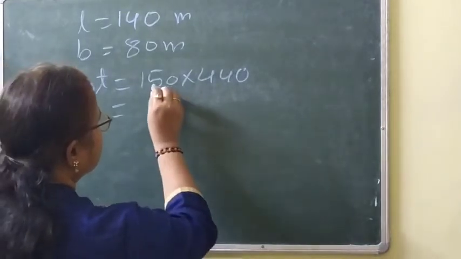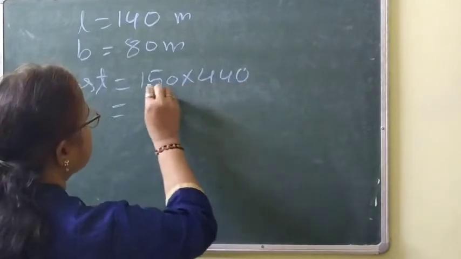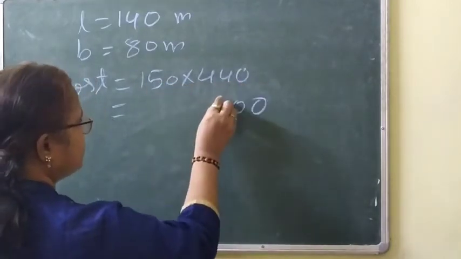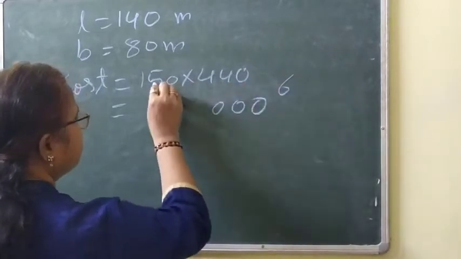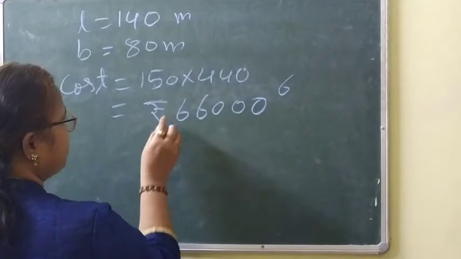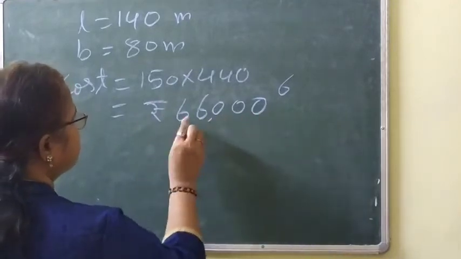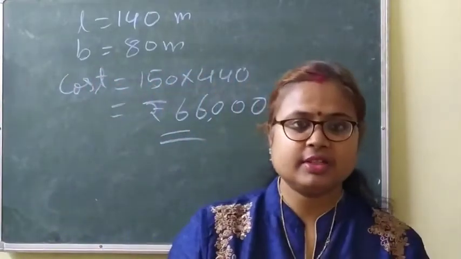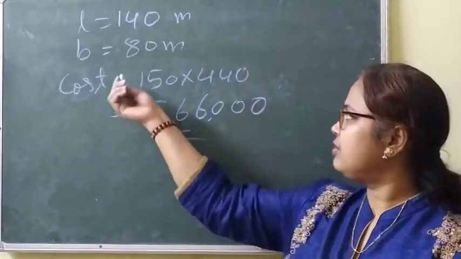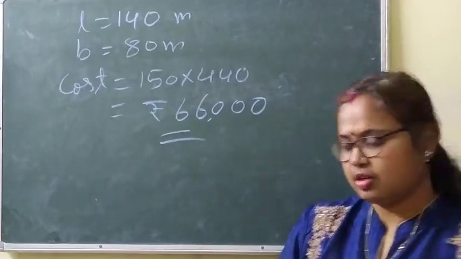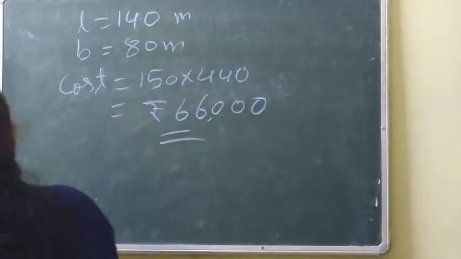So 15 into first 0, 0. Then 15 for the 60, 0, 6. 15 for the 60 and 6, 66. So this will be the answer. Rupees 66,000. Okay, because we have to multiply with the perimeter. By mistake I multiplied with what? Breadth. No, you have to multiply with the perimeter. Okay. Now let's do the next question.